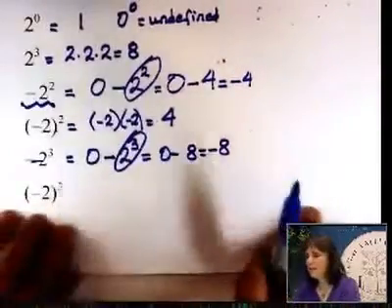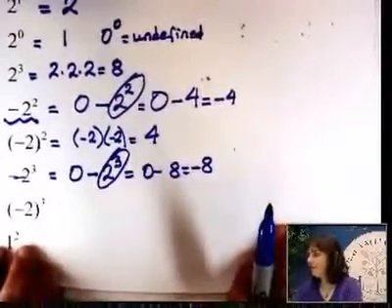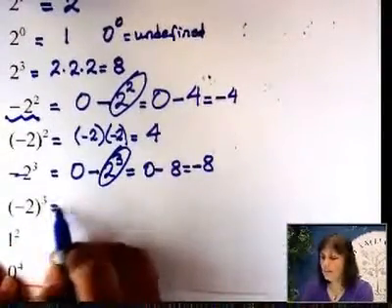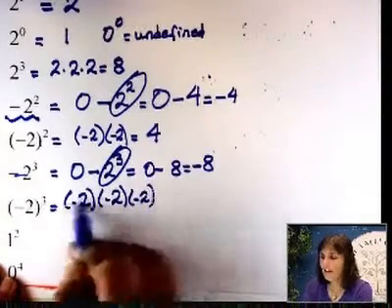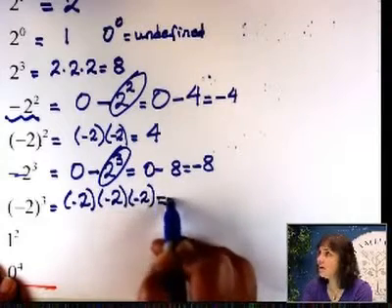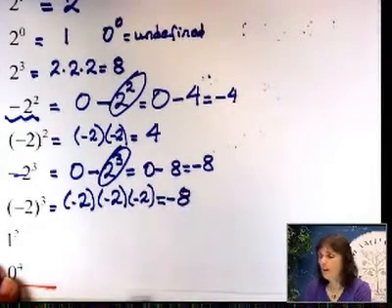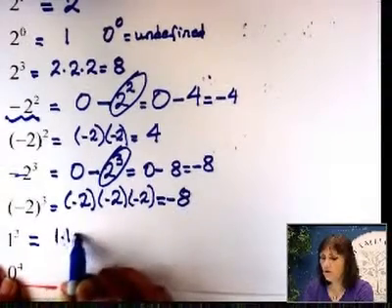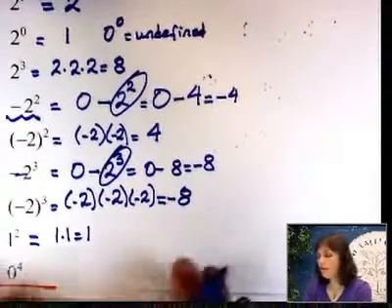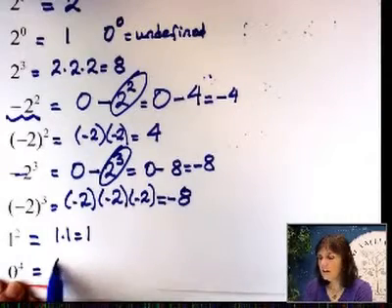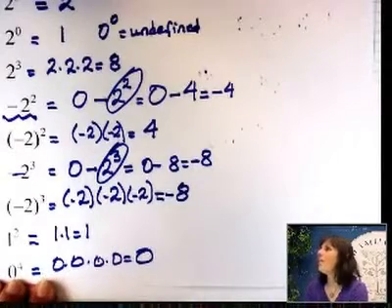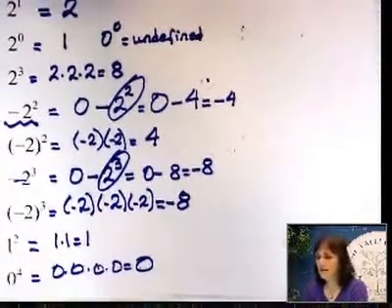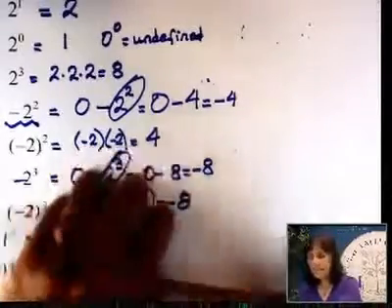Let's look at this situation. Negative 2 to the third power, which is negative 2, negative 2, negative 2. Left to right, that's positive 4 times negative 2, that's negative 8. 1 to the second power is 1 times 1, that's 1. And 0 to the fourth power is simply 0, 0, 0, and 0. That gives you 0. So remember that from your whole numbers. So knowing all the exponents, let's go see what we can do with them.